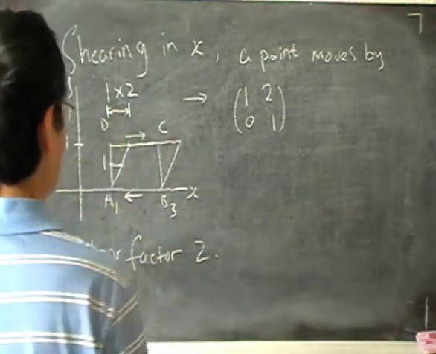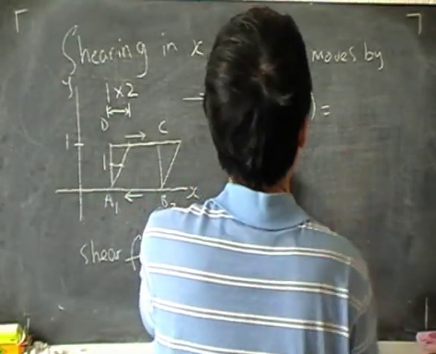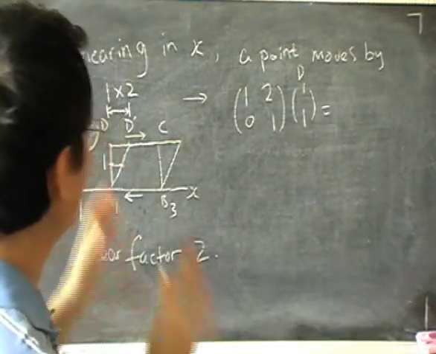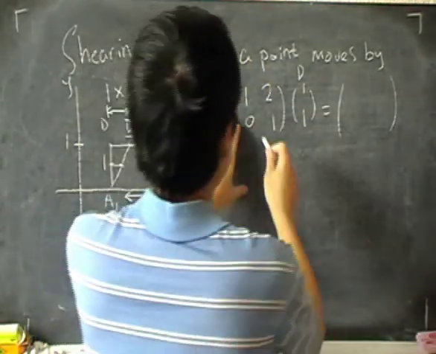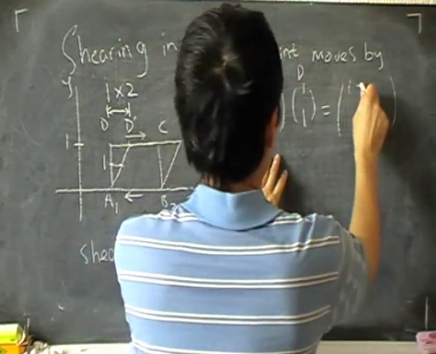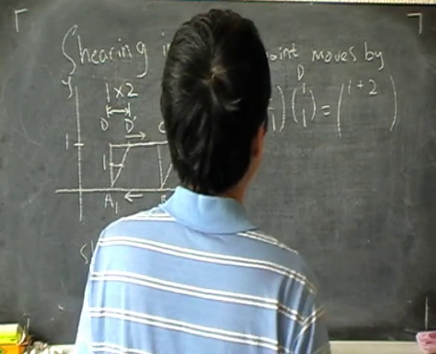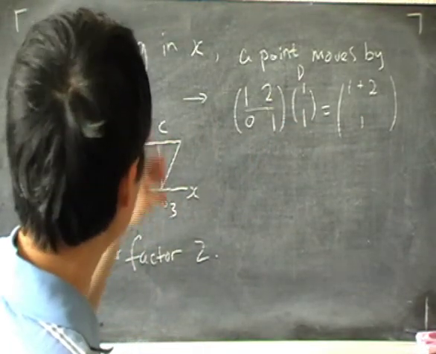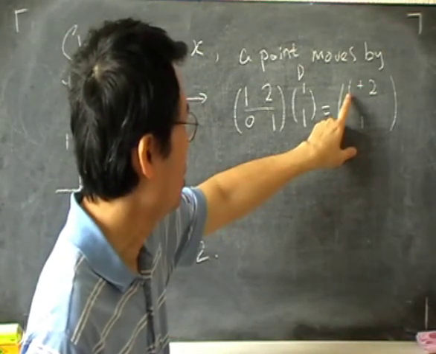So if I look at the point D, for example, its position is 1, 1. Now if I want to find the image point of D under shearing, I can multiply the matrix by the vector. If I multiply the matrix by the vector, I have 1 times 1, row and column, so 1 times 1 plus 2 times 1. And the next will be 0 times 1 plus 1 times 1. And what we see here is that the y position of the image stays the same. It's still 1, whereas the x position has moved.